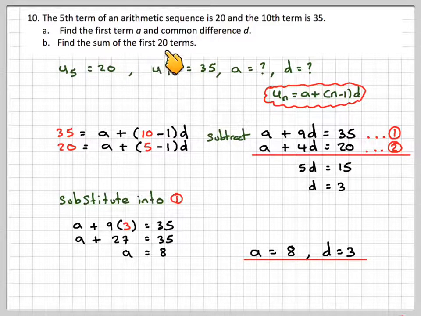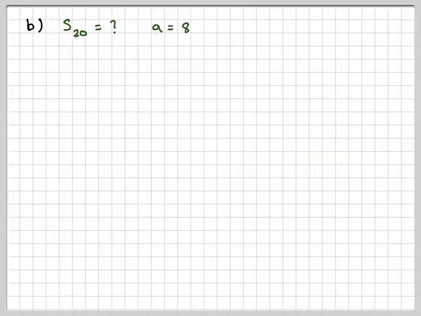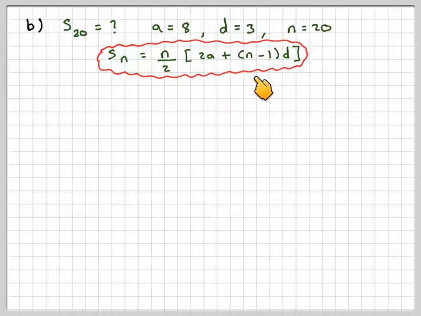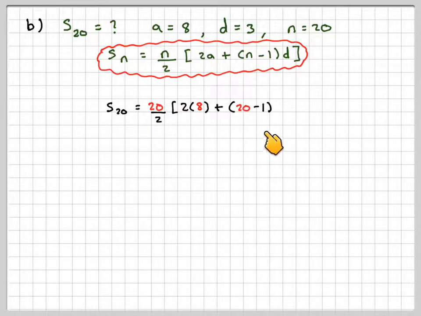Now we have to find the sum of the first 20 terms. That means n is going to be 20, and we have to find S20. So we need S20, A is 8, D is 3, n is 20. The sum, Sn, is n over 2 of 2A plus n minus 1 times D. So S20 is going to be 20 over 2, 2 times my value of A, which is 8, plus 20 minus 1, n is 20, times my value of the common difference, which is 3.